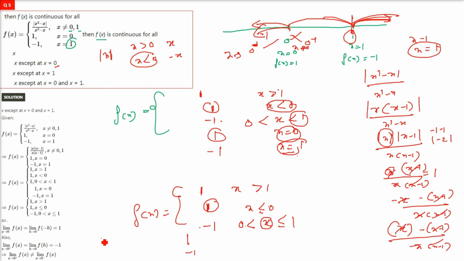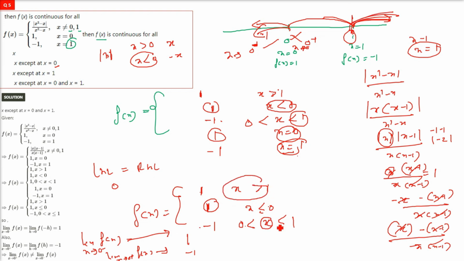In a proper continuity scenario, you have to write limit f(x) as x tends to 0 minus, then you will get 1. When you apply limit x tends to 0 plus f(x), it is going to be negative 1. But they both are not equal. That means when they are not equal, the function is not continuous at this point. At 0, it is not, because it is not matching.